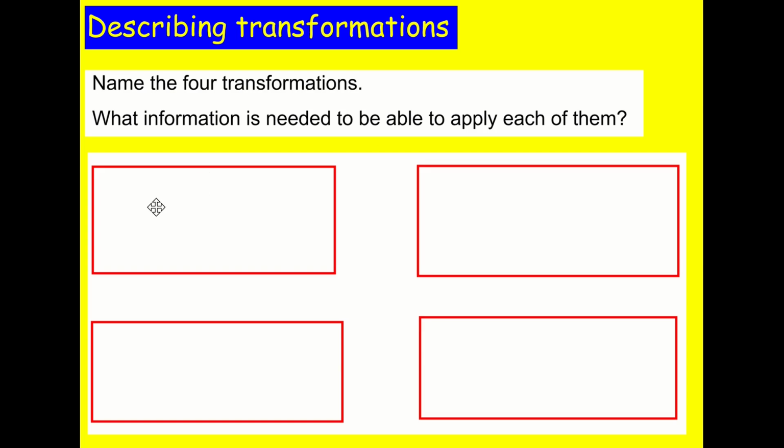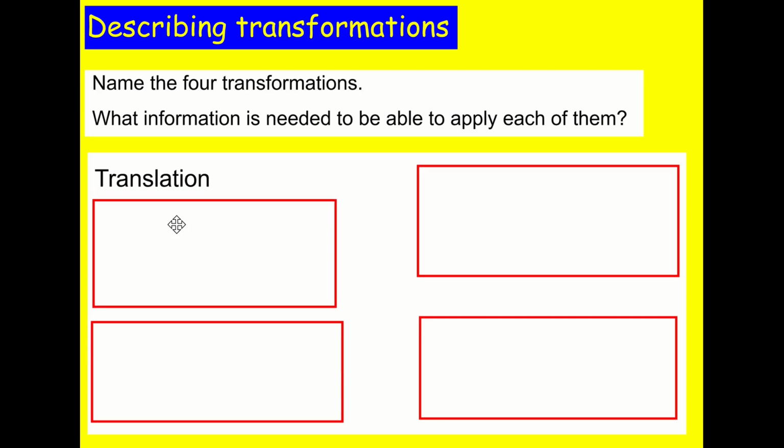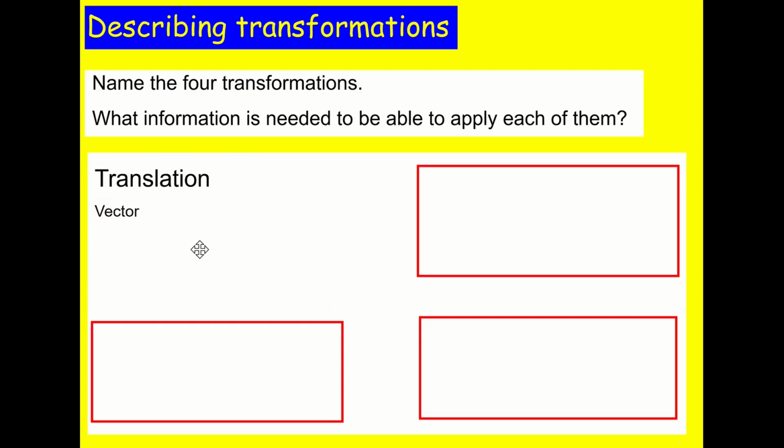All right, not sure what order you would have done them in, but here's the first one. So translation, that was the first one that we studied. To be able to know how to translate or move it, but translation is the technical word, we need to have a vector. So it could be something like 3, 2. That means you go along in the x direction 3 and then up 2.